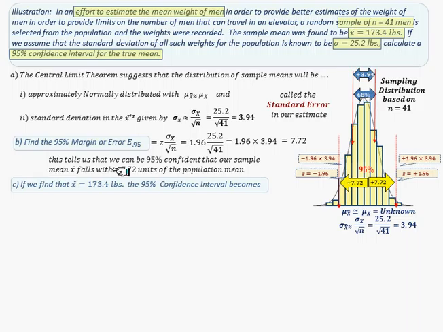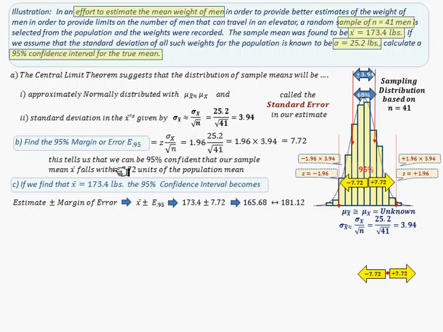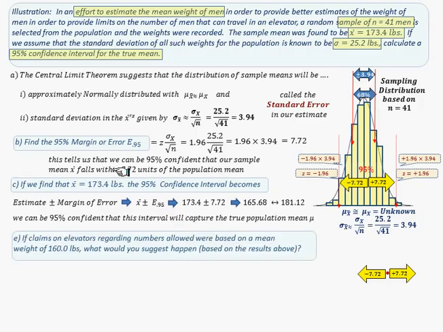If we did find an x bar of 173.4, then we simply substitute it into that equation and get 173.4 plus or minus your margin of error, and that is your confidence interval we see on the screen here. In the lower right we see an idea of what that might look like. The red dot is your x bar. Add and subtract 7.72 and that gives us that interval.